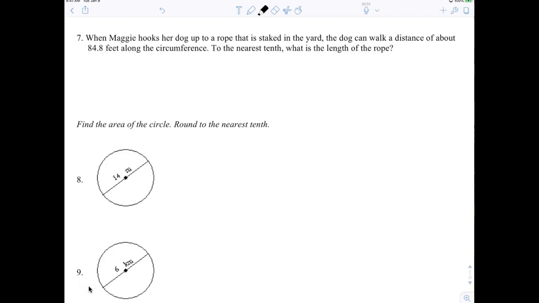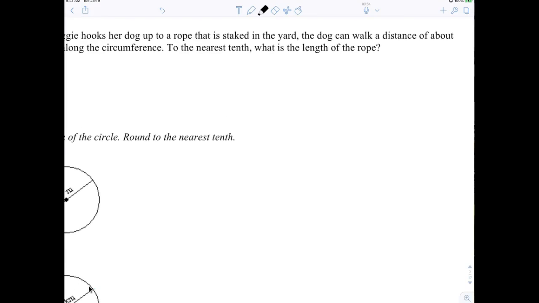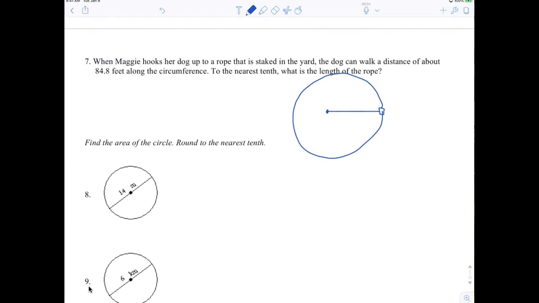It says when Maggie hooks her dog up to a rope that is staked to the yard, the dog can walk a distance of about 84.8 feet along the circumference. So I want everybody to draw this out again. Here's the stake in the ground. Here's the rope that connects the dog. Now your dog is going to walk around, and when he's walking around, that creates the circumference.